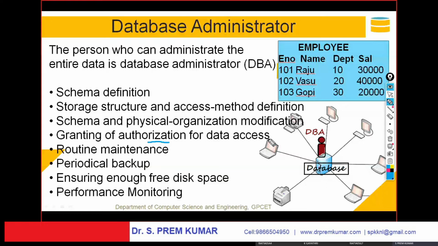Routine maintenance. There will be some cleansing. Sometimes some users will be sending unwanted data, some users will be sending wrong data, some users may make typographical mistakes. Instead of 30,000, I may enter something like 3,000; one zero may be missing. Then some sort of maintenance is required for the existing data. Some cleansing is required, some crunching, some rounding is required. All this routine maintenance is done by this person. He is called a DBA. He will take care of maintenance activities.